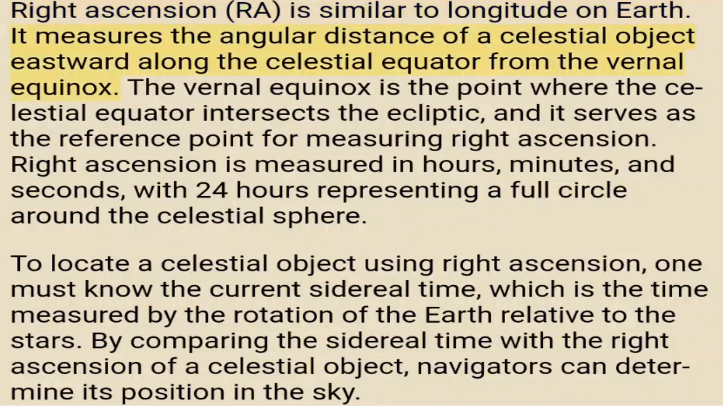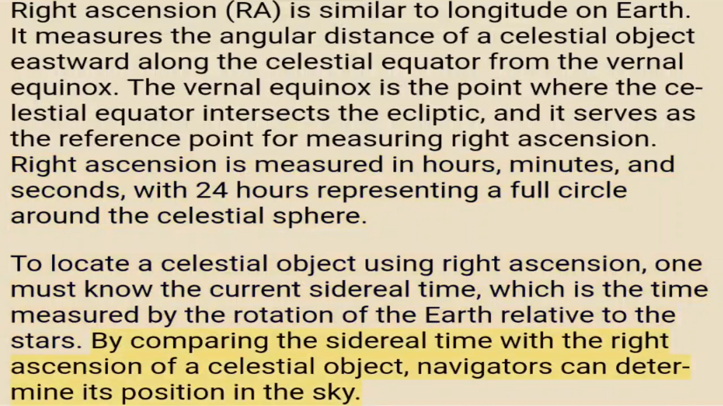Right ascension. Right ascension, RA, is similar to longitude on Earth. It measures the angular distance of a celestial object eastward along the celestial equator from the vernal equinox. The vernal equinox is the point where the celestial equator intersects the ecliptic, and it serves as the reference point for measuring right ascension. Right ascension is measured in hours, minutes, and seconds, with 24 hours representing a full circle around the celestial sphere. To locate a celestial object using right ascension, one must know the current sidereal time, which is the time measured by the rotation of the Earth relative to the stars.